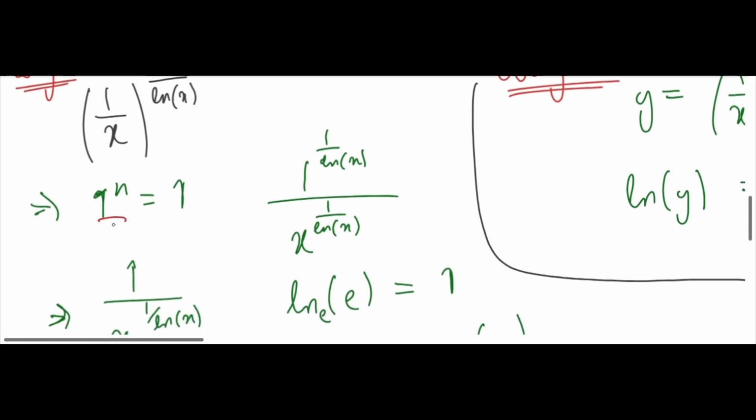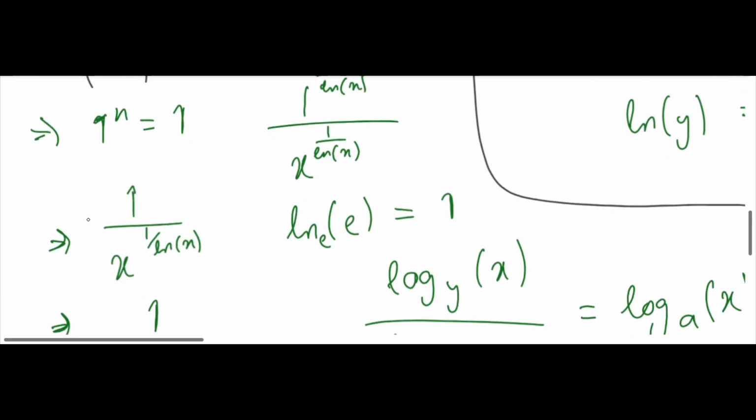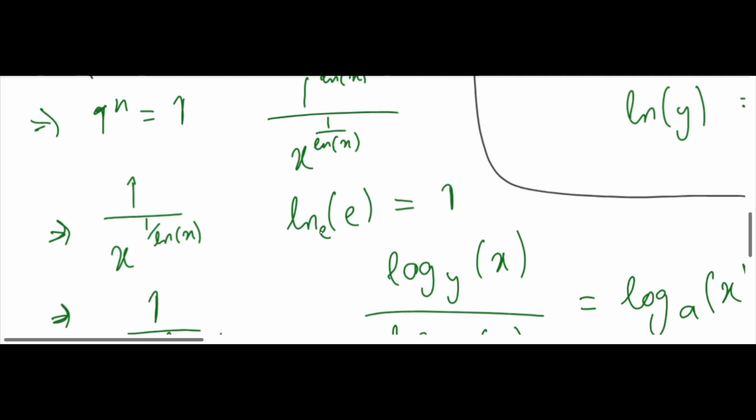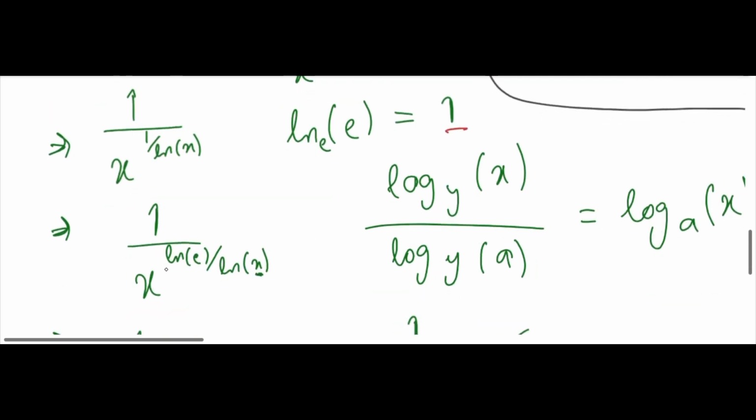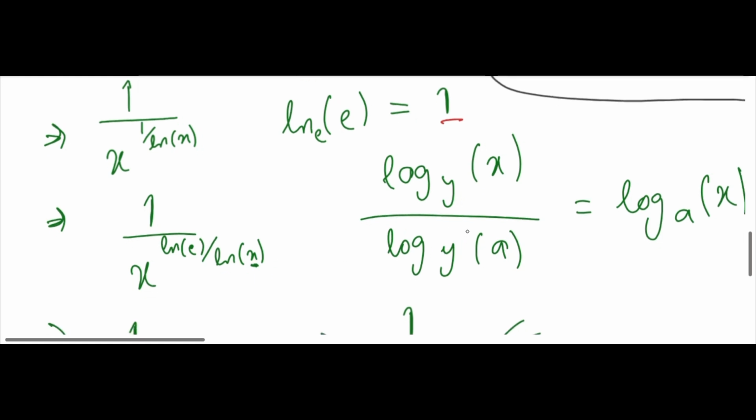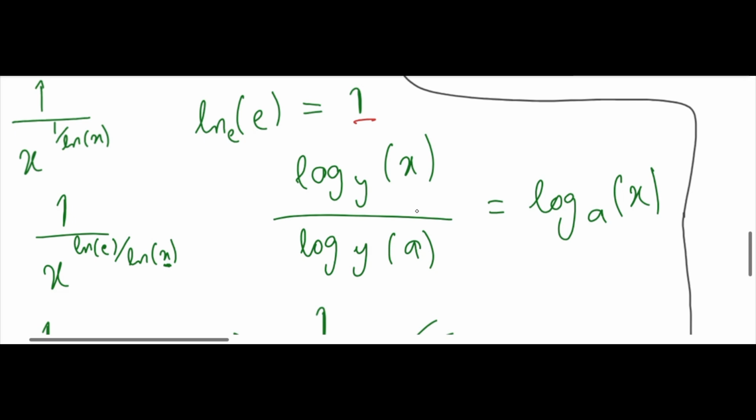So 1 raised to the power 1 over ln x is essentially just 1 because of this. And x is 1 over ln of x, right? So you get this fraction. And if you remember, ln is just natural log, which has the base e, right? So you can write the 1 in the numerator as ln e, right? So that's what I just did here, 1 over x raised to the power ln e over ln x.